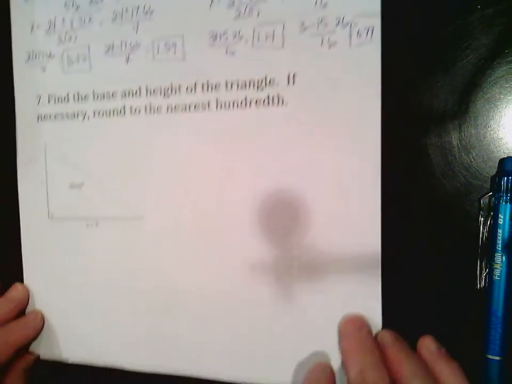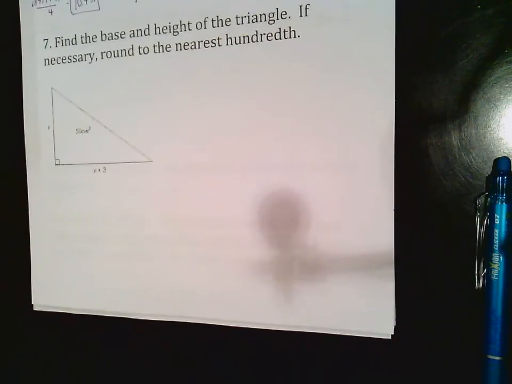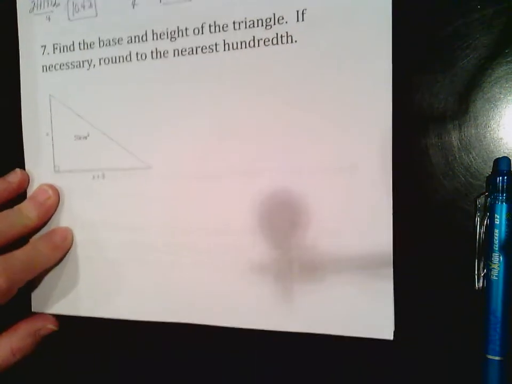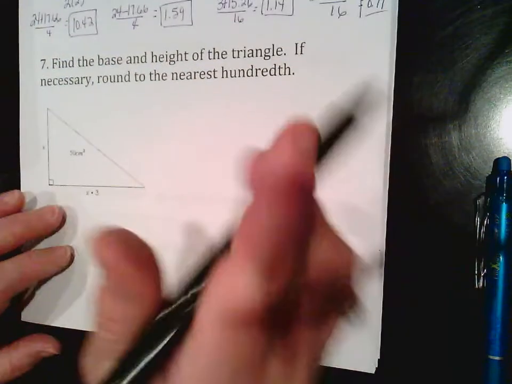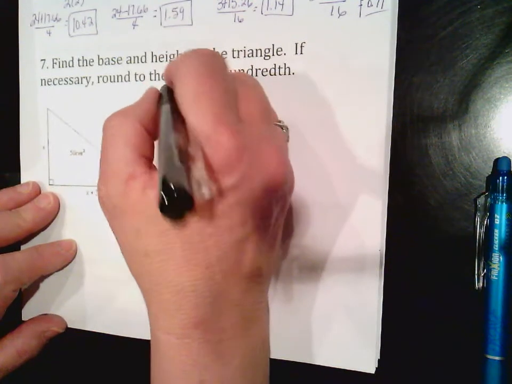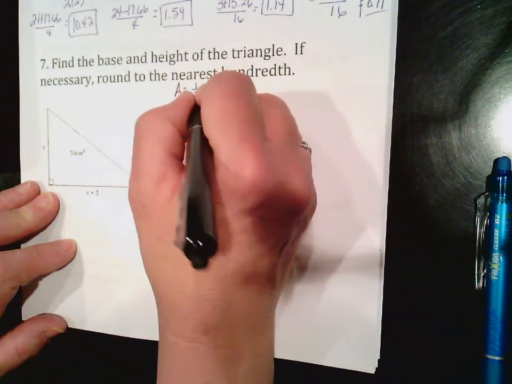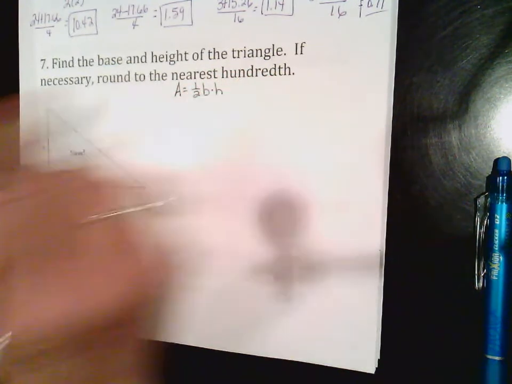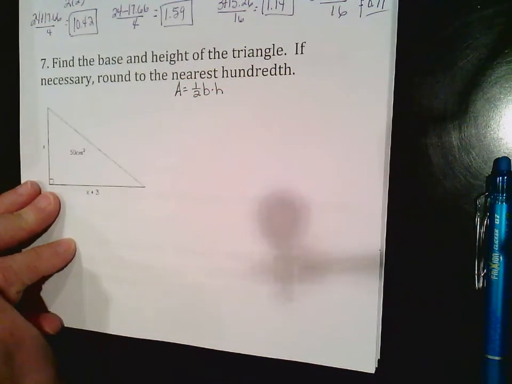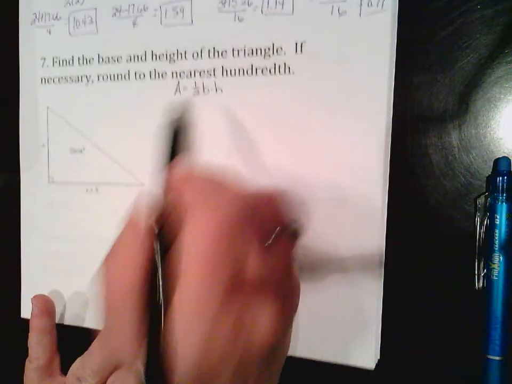Next thing, we want to find the base and the height of a triangle. In order to find the base and the height of the triangle, if they're telling us the area of this triangle is 50 centimeters squared, we got to know what the formula for the area of a triangle is. And if you'll remember from way back when, A is 1/2 times base times height.